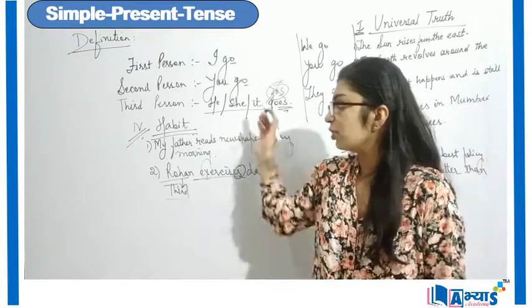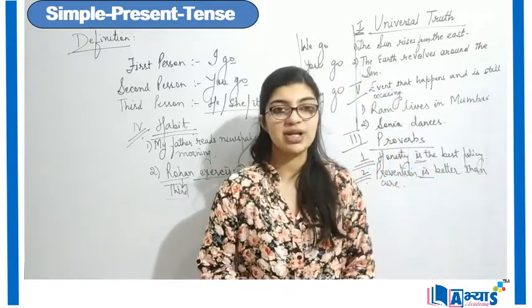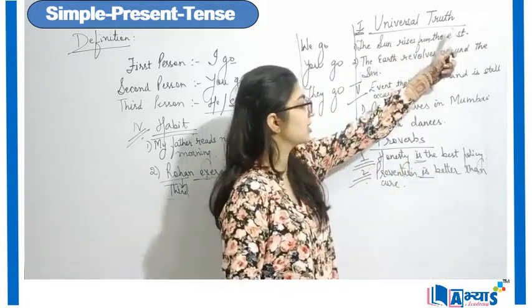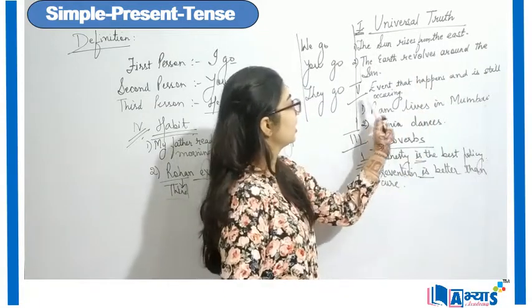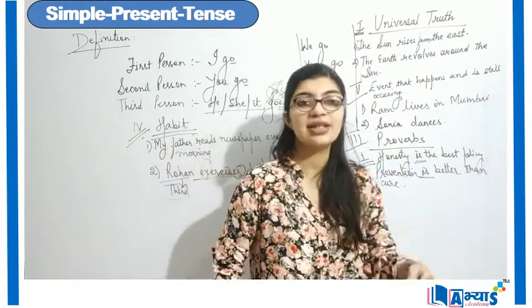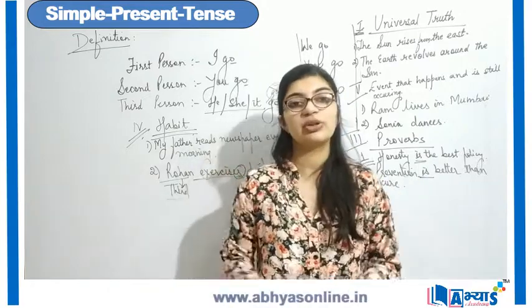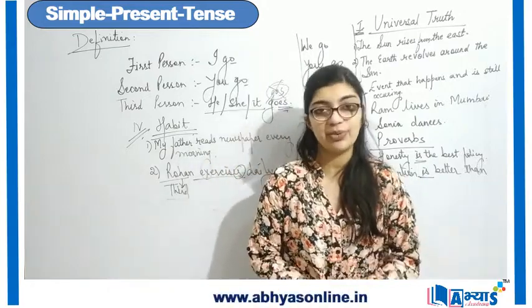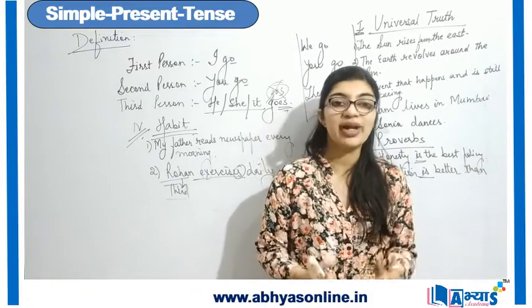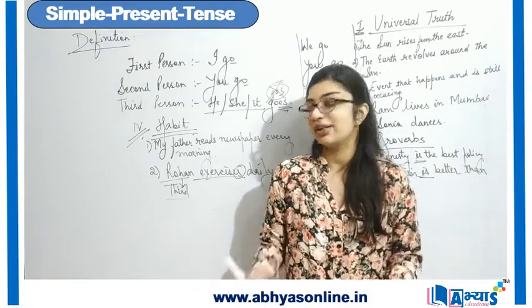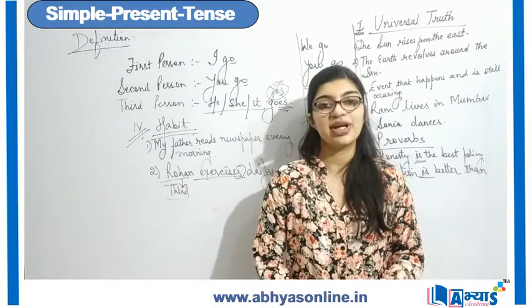So these are the four types of sentences in which simple present tense can be used. First, it is the universal truth. Second, it is the event that occurs and is still occurring. Third, it is used in proverbs. And fourth, when you have to describe someone's habit, of some event that takes place daily, then we make use of simple present tense.